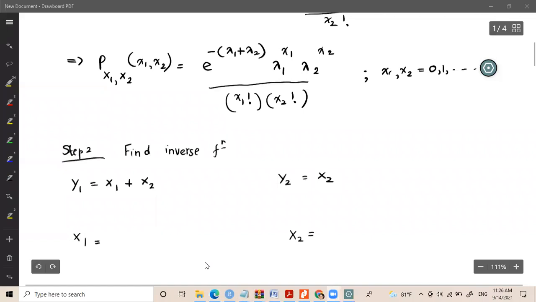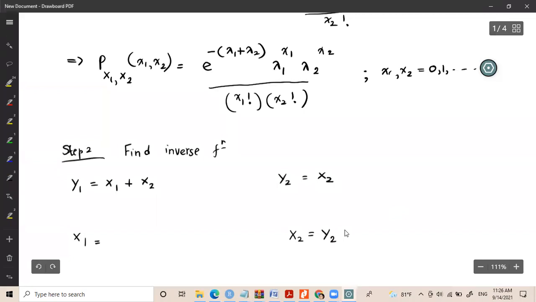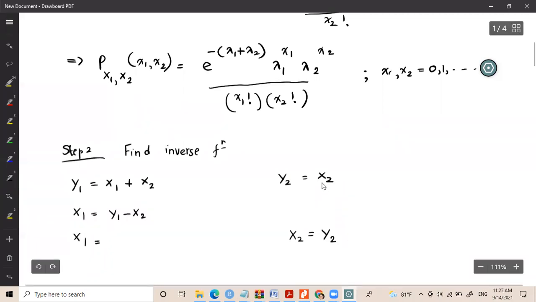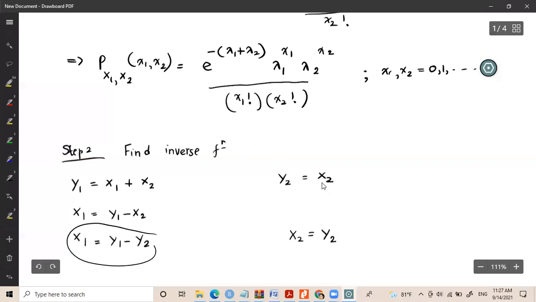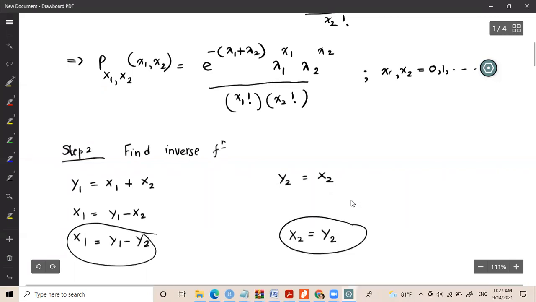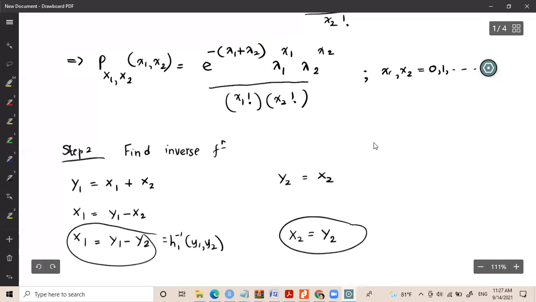So anybody who got the value of x1 and x2? x2 it is obvious, simply y2. What is x1? How do you find it? x1 will be y1 minus x2, but x2 is y2. So you can write this as y1 minus y2. Okay. Is this clear? So what is this? This is our inverse function of h1. And this is our inverse function of h2.